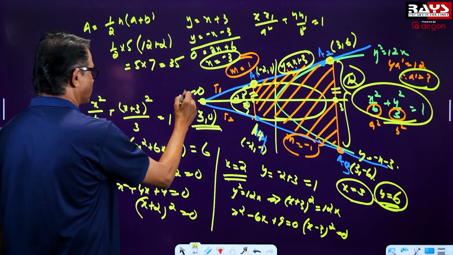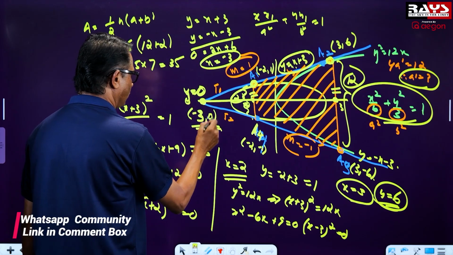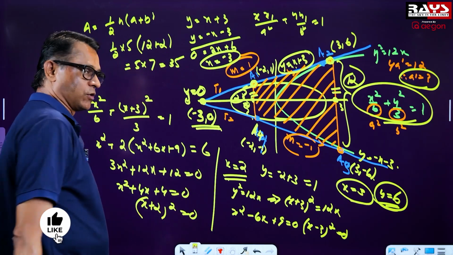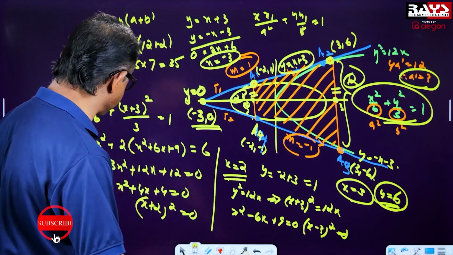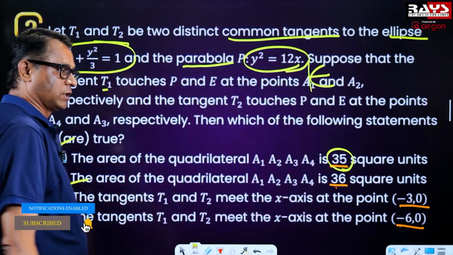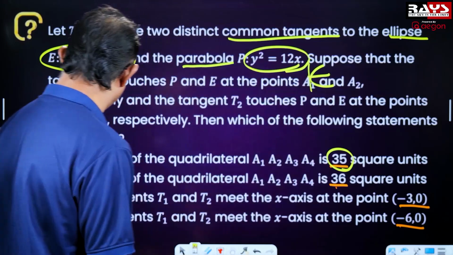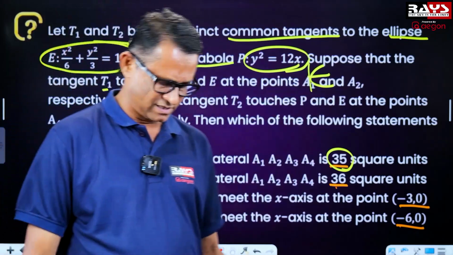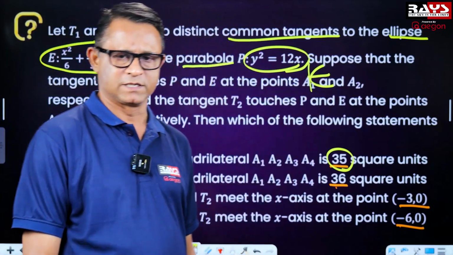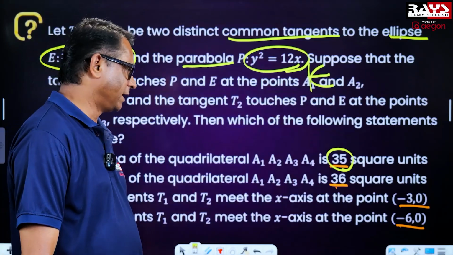So the point of intersection will be on the line y equal to 0. Then the point of intersection is minus 3 comma 0. So both the tangents meet at minus 3 comma 0. Therefore option C is correct. So in this question, option A and option C are correct. This is a very simple question actually. It's a very common concept that every student would have done.